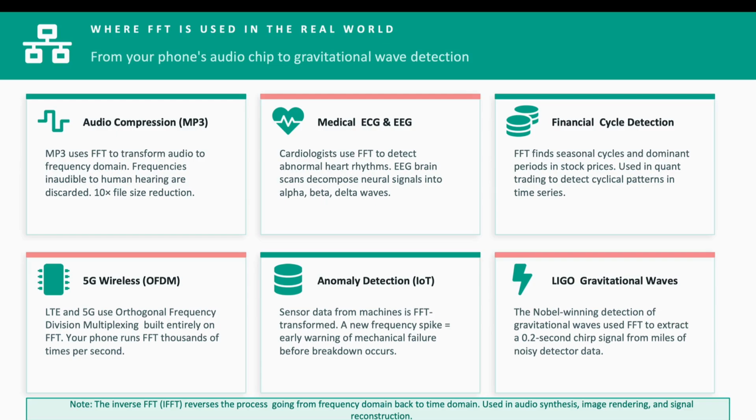Then we have the medical ECG and EEG. Cardiologists use FFT to detect abnormal heart rhythms by looking at the frequency spectrum of an ECG signal. EEG brain scans use it to decompose neural activity into alpha, beta, theta, and delta waves, each associated with different brain states. We have finance, we have 5G wireless, OFDM, orthogonal frequency division multiplexing.